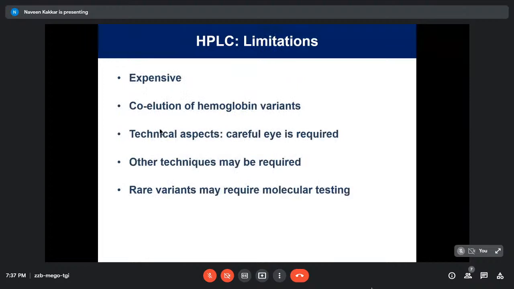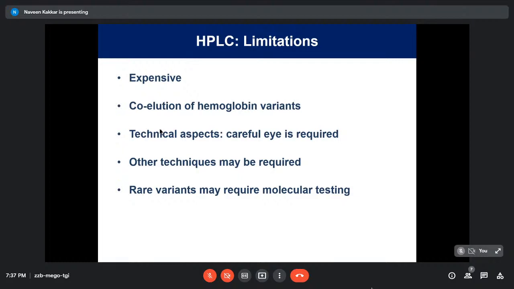What are the limitations? It's expensive. The bigger Variant would cost you more than 20 lakh rupees. There's a problem with coelution of hemoglobin variants. And when I say problem, there is a way around it. We just need to understand which hemoglobins come in the same channel on HPLC. Like we know for electrophoresis, S, D, G, and L are in the same band. The same issue is here, but different hemoglobin variants coelute. We'll talk about the technical aspects.